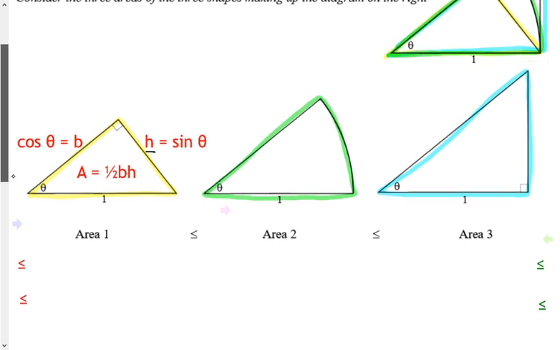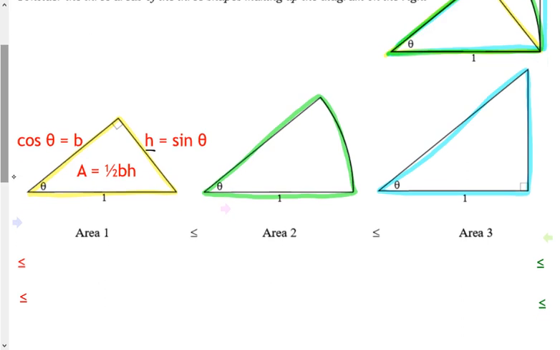But let's look at the right-hand triangle, because there as well we have 1/2 base times height. This time our base is 1, and the height, well, I have the opposite side to the angle theta is h, and the adjacent side is 1, so tangent theta is opposite over adjacent, so that'll be h over 1. Oh, so h is equal to the tangent of theta.